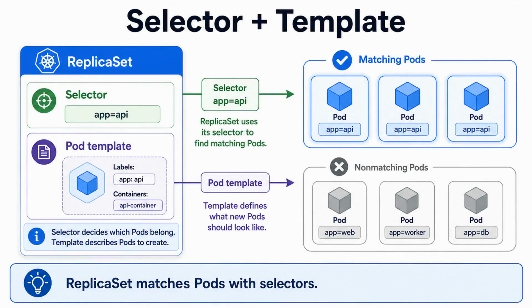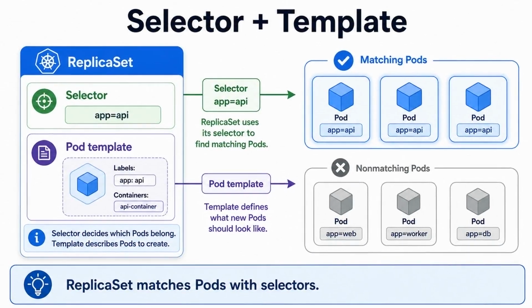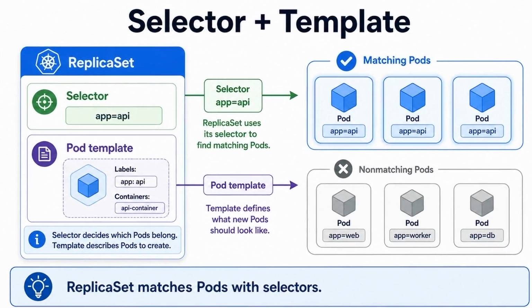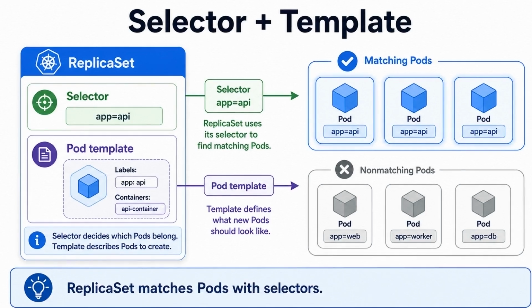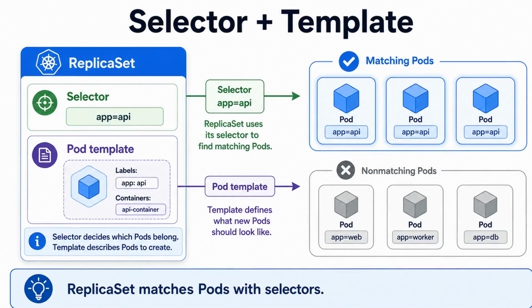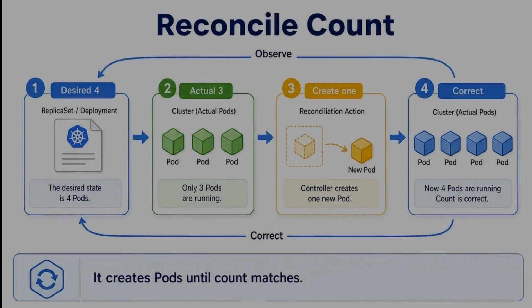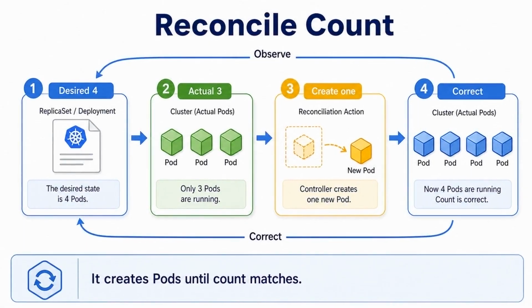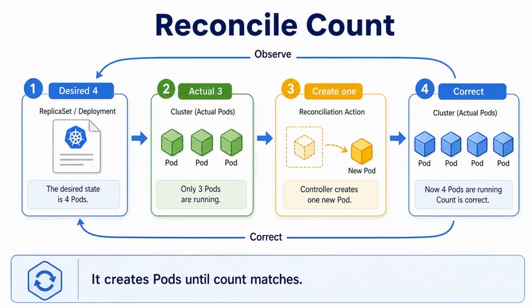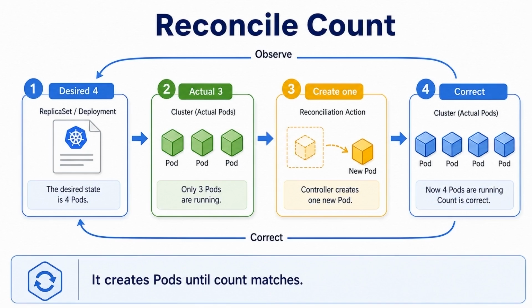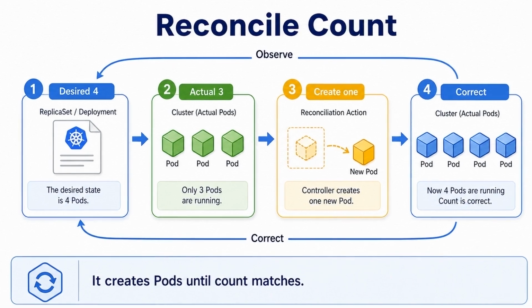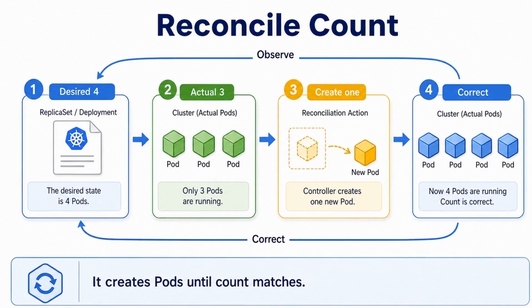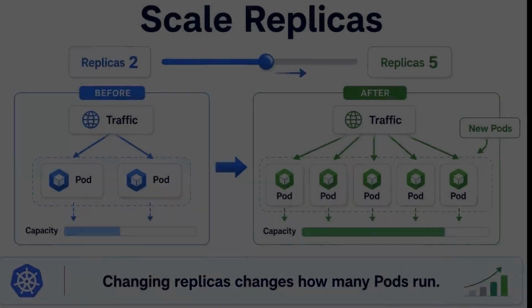A replica set has 2 key ideas, a selector and a pod template. The selector tells it which pods count. The template tells it what to create when more matching pods are needed. Replica set behavior is a reconciliation loop. It observes the current pods, compares that number to the desired replica count, and takes action until they match. It is simple, but it is the reason the app keeps the right number of copies.